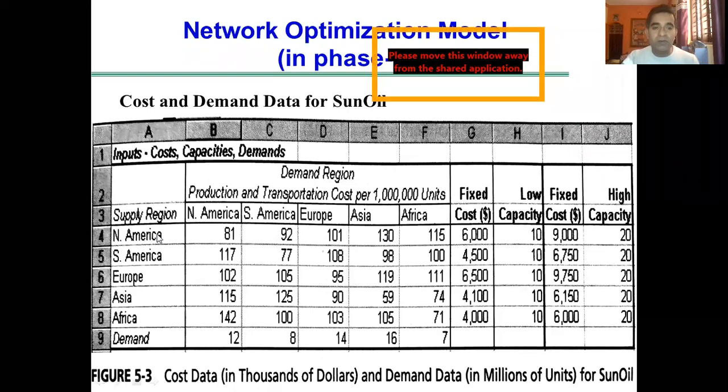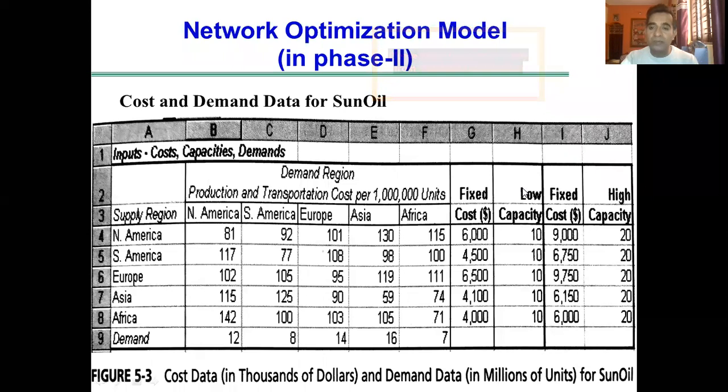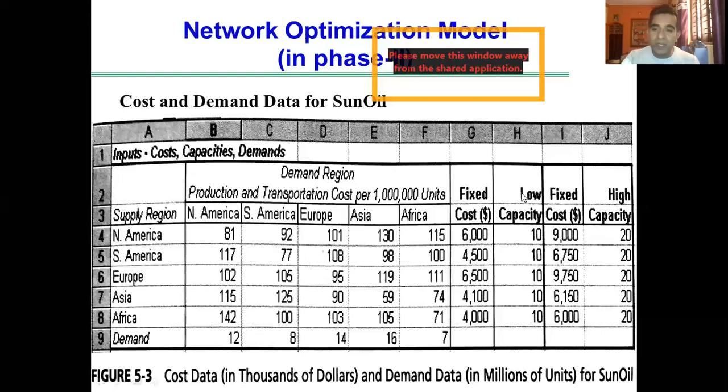Other than that, we have seen the supply regions where the facilities can be located. They include North America, South America, Europe, Asia, and Africa. The company has 2 types of facilities: production facilities with low capacity and production facilities with high capacity. The low capacity facilities have a 10 million unit capacity, and the high capacity facilities can produce up to 20 million units. This is where we stopped in the previous class. Now I'll continue.